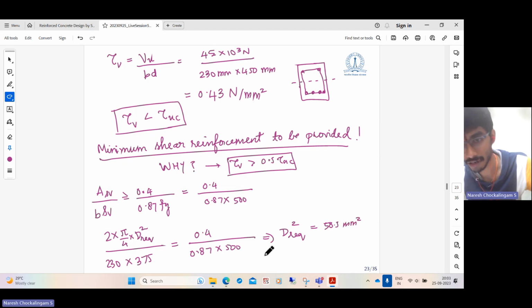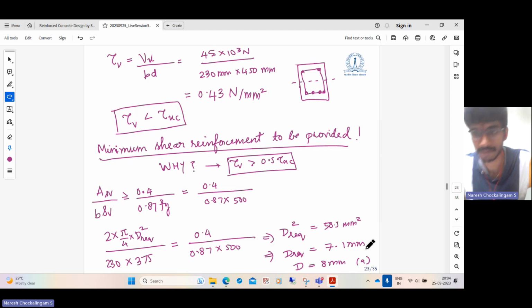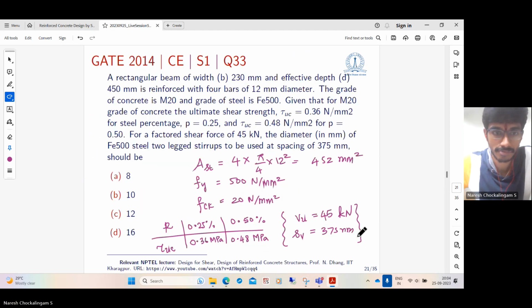So take square root on both sides. We get d required is about 7.1 mm. So required is 7.1 mm, but we don't have a 7 mm bar. So provide d is equal to 8. So it is option A. So the correct answer is option A.